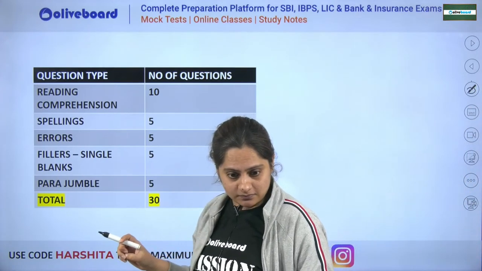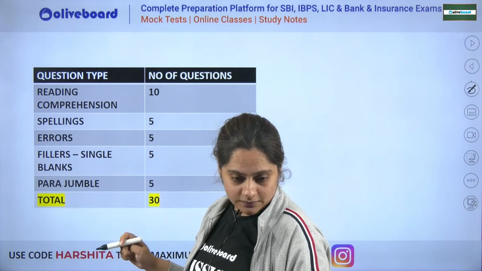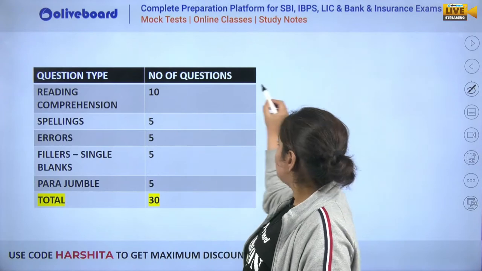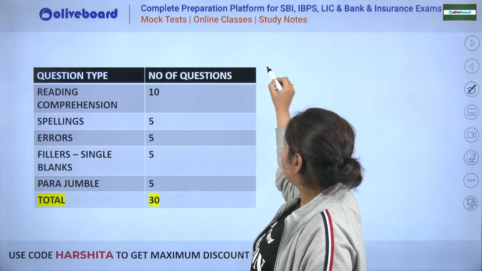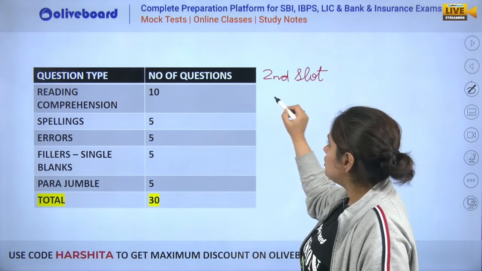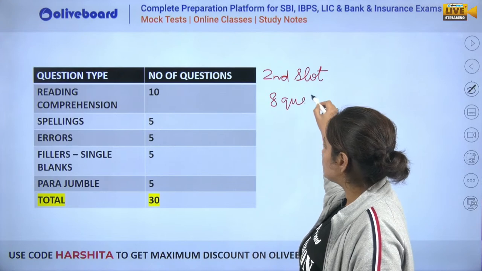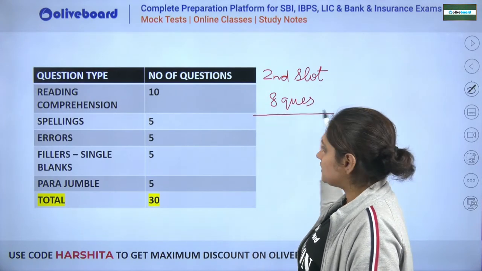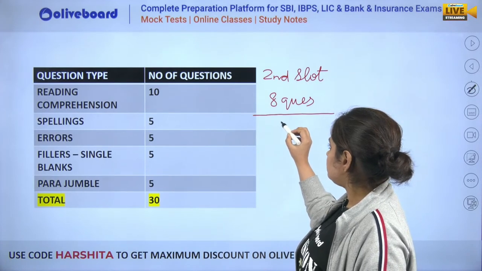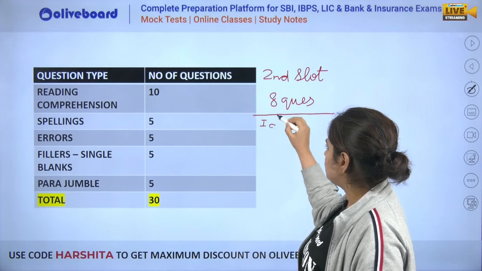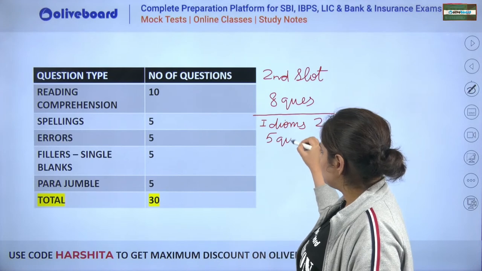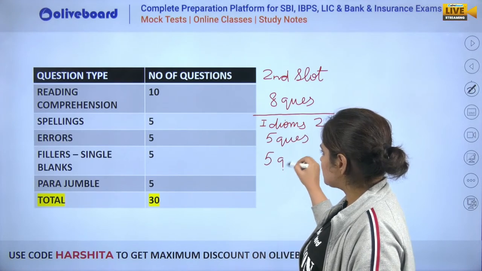Exam. Prabhuda, here. See, first one RC, there were 10 questions, first slot. And for second slot also, I'll just write here. Slot 2, because we have understood and we have got to know the slot 2 also. So, 8 to 10 questions approx for RC in slot 2 as well. Now, instead of spellings, you had in slot 2, 2 questions on idioms. Then, errors were same, 5 questions. You had fillers, same, 5 questions, single blank.